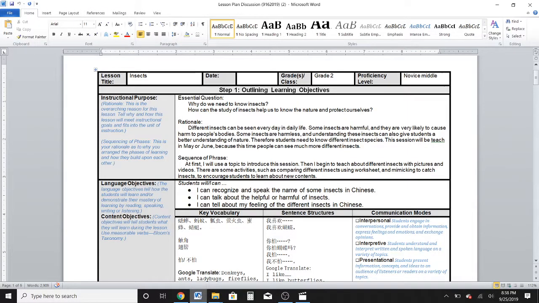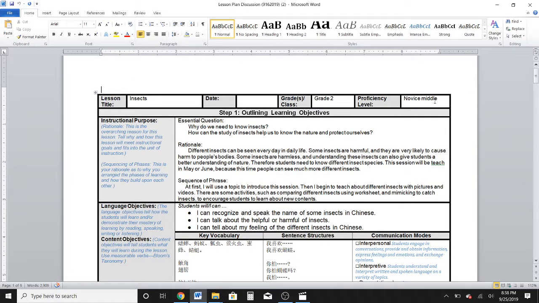All right, we are going to go through this lesson plan. So the first thing I'm going to look at is the proficiency level. This is a novice middle lesson. So according to the world language standards, I can expect more than just naming things. They can ask questions. They can use past tense and future tense. That's what I'm looking for.